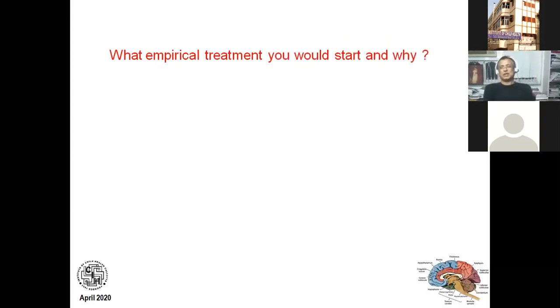So what is the empirical treatment you will give, and why? If you see the causes of acute meningoencephalitis, the bacterial causes which are treatable, heading the list in an 8-year-old boy, will be first pneumococcus. This will be followed by meningococcus, then mycoplasma, rarely streptococcus pyogenes. And if it is a hospital acquired infection or the child is immunocompromised, then you can think of gram-negative enterobacteriaceae.